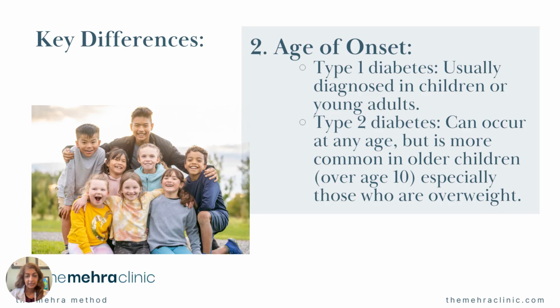Usually in type 1 diabetes, you have children or young adults who are diagnosed, and children as young as babies or 16-month-olds can be diagnosed with type 1 diabetes. Type 2 diabetes can occur at any age, but it's more common in older children over the age of 10, especially in those that are overweight. We don't typically see type 2 diabetes in young children at the age of 5 or 6, but we can see type 1 diabetes in that age group.